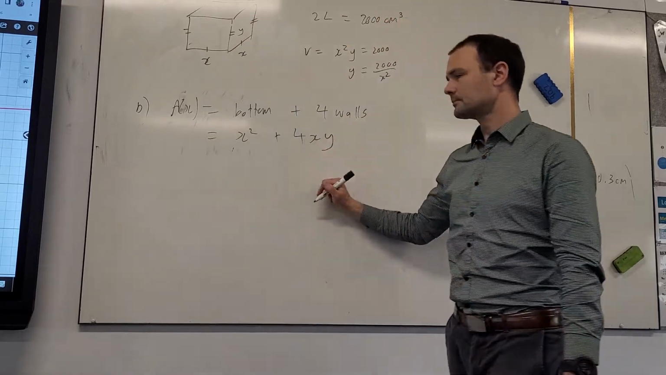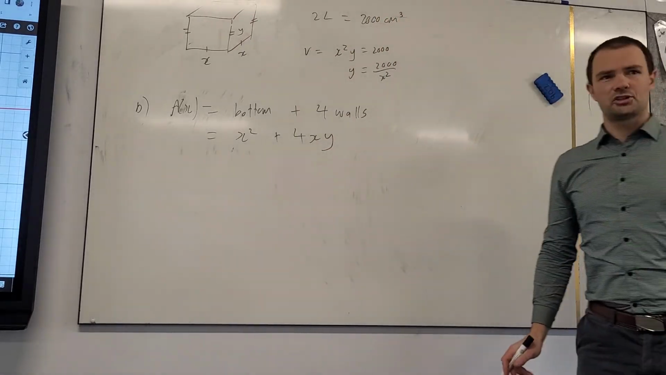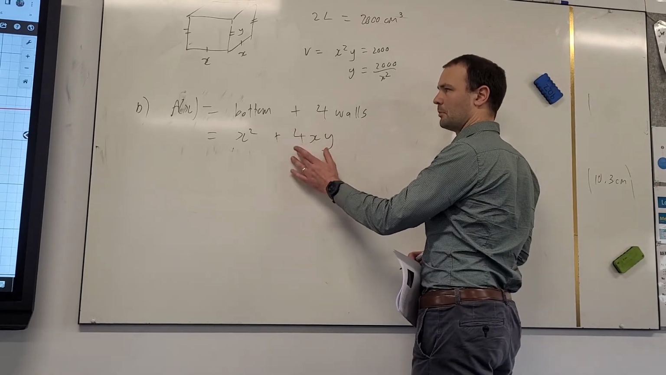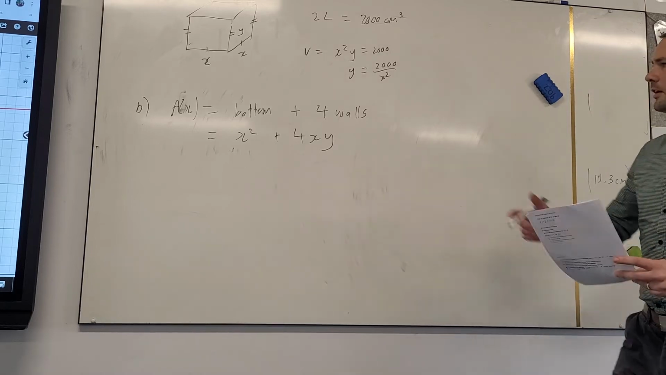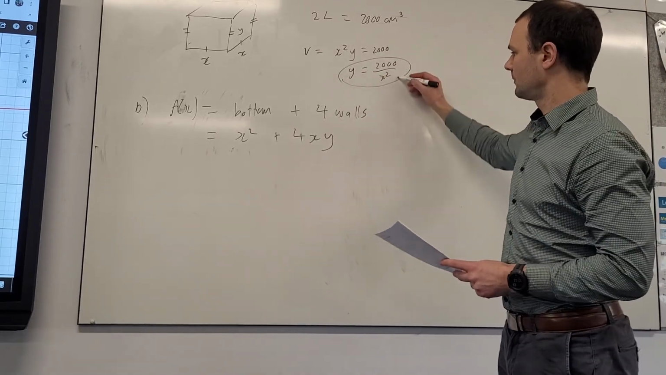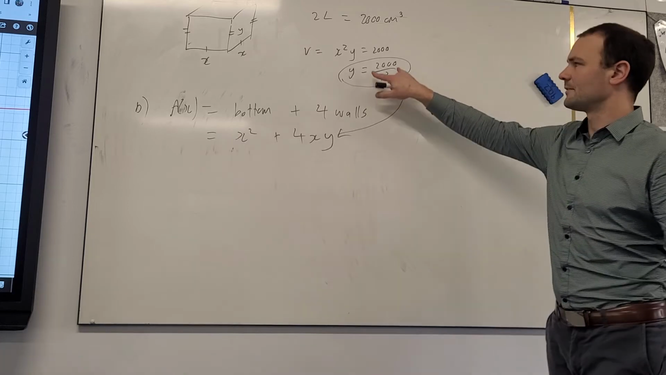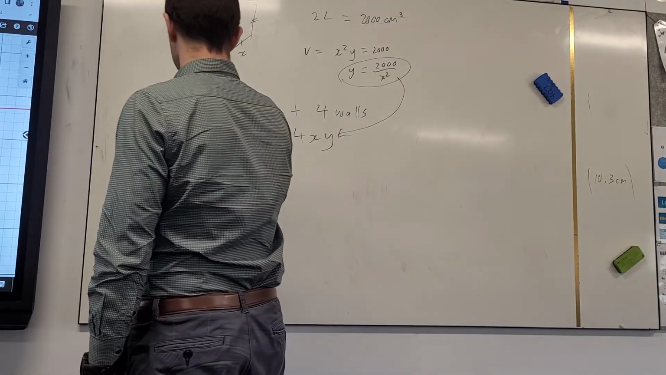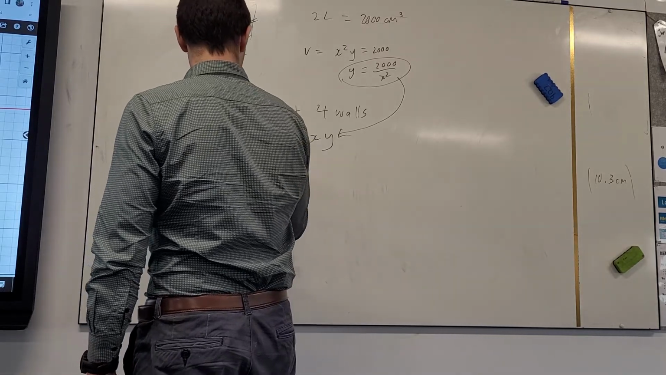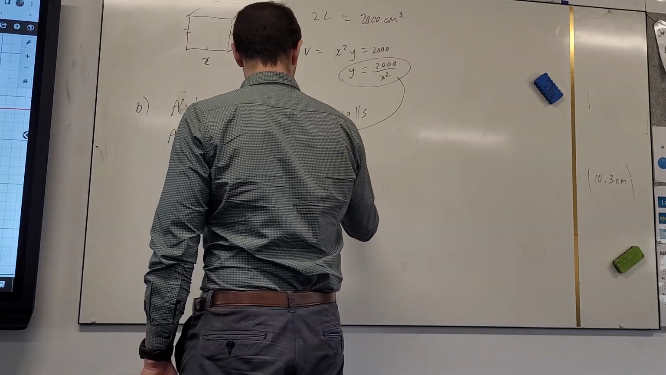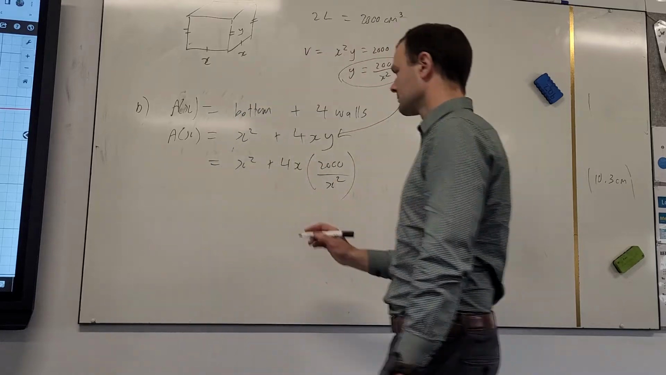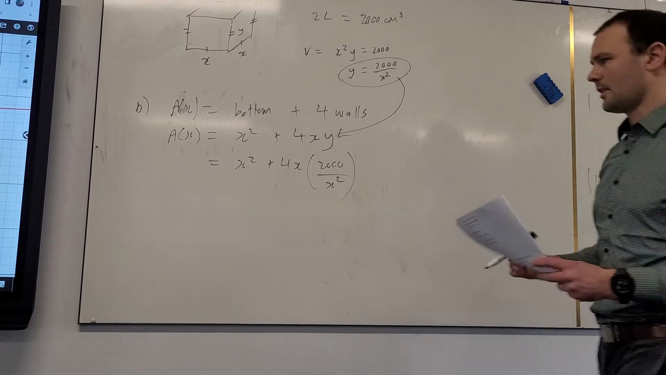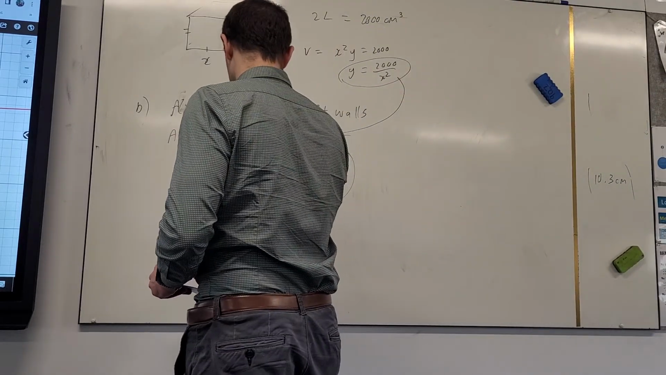So we have 4xy. But this expression is not particularly useful because it's composed of two variables. We want to eliminate one of them by performing this substitution. If we substitute that in there, then we've expressed it just in terms of x. So we'll do that. x squared plus 4x times 2000 on x squared, and now we'll simplify that to what they have.